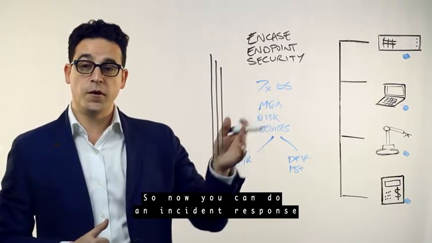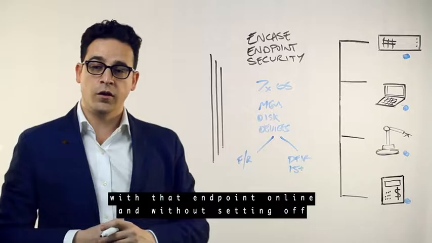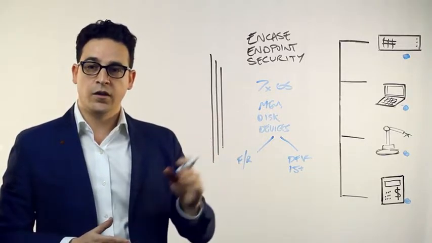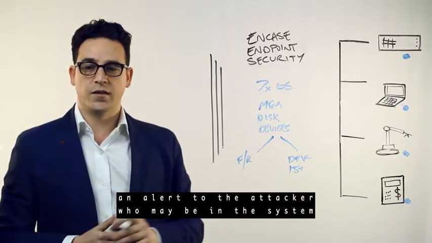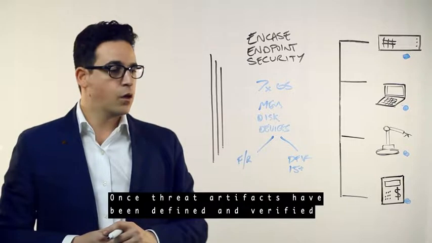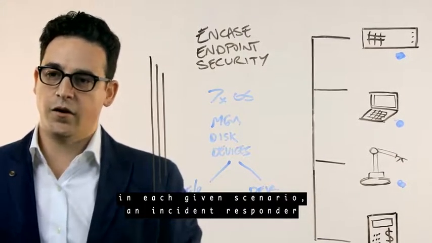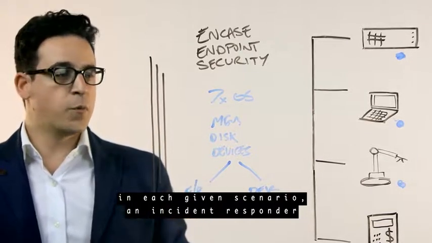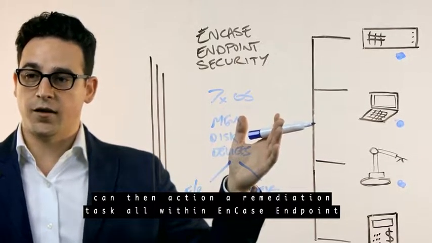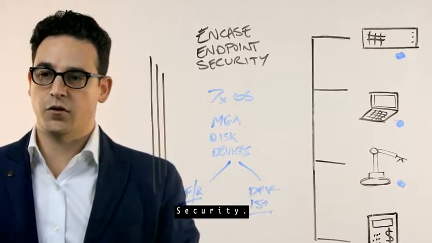So now you can do an incident response with that endpoint online and without setting off an alert to the attacker who may be in the system at that point in time. Once threat artifacts have been defined and verified in each given scenario, an incident responder can then action a remediation task, all within EnCase endpoint security.